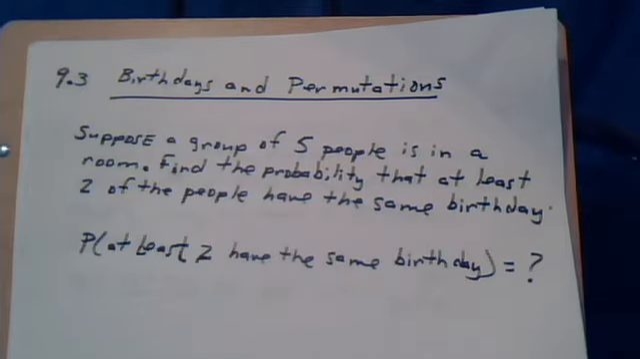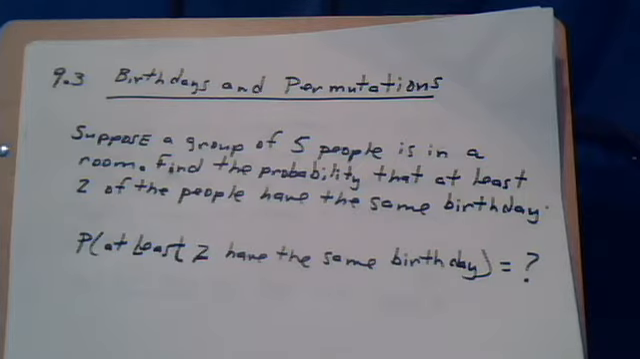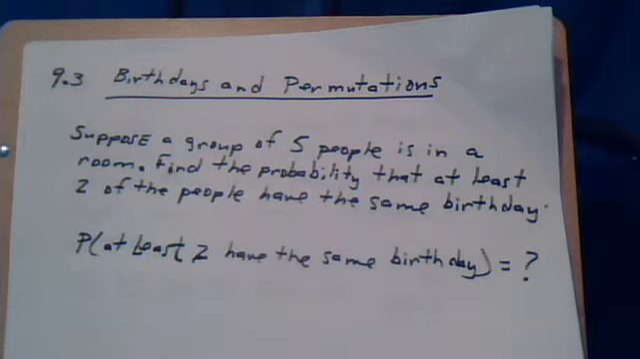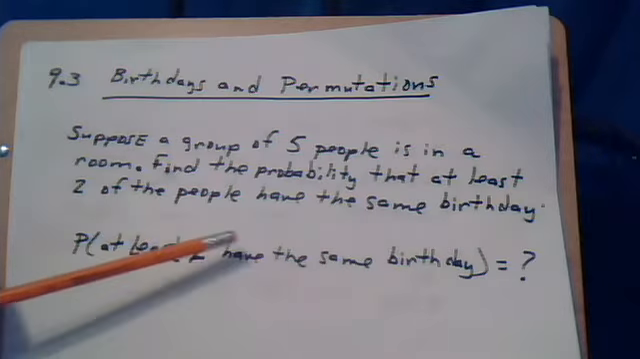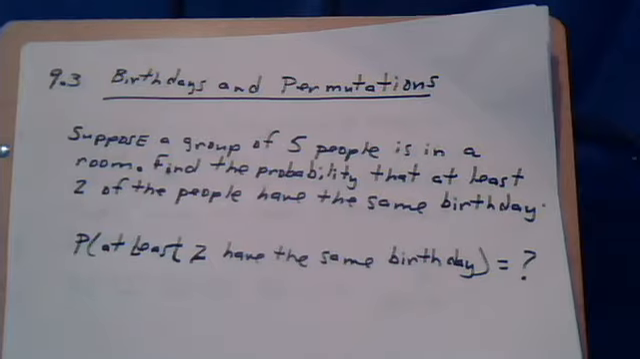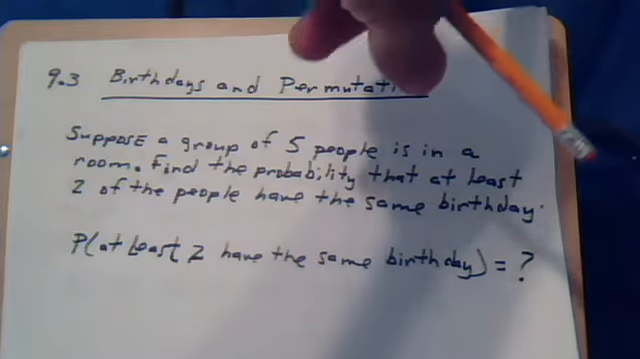Birthdays and permutations. Suppose a group of 5 people is in a room. Find the probability that at least 2 of the people have the same birthday. In symbols, what's the probability of at least 2 people having the same birthday? To work this problem out, we're going to work it out in 3 steps.